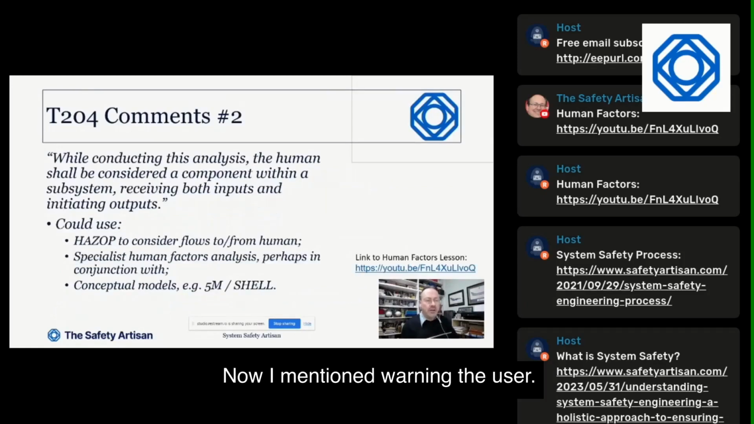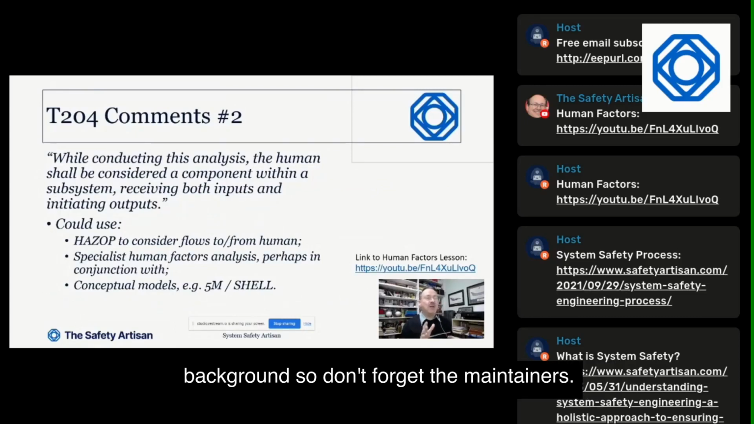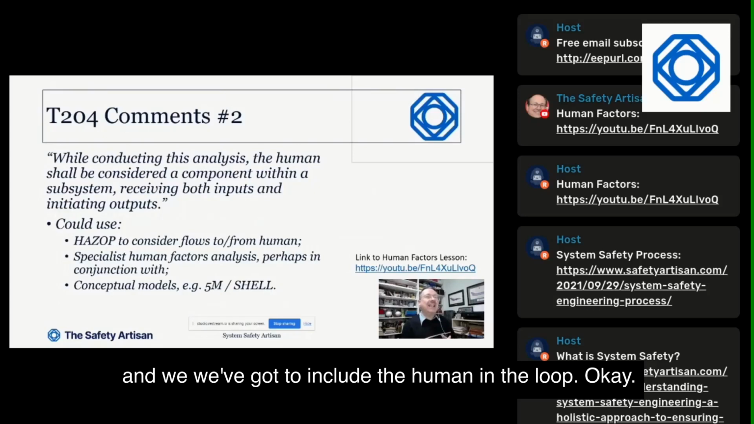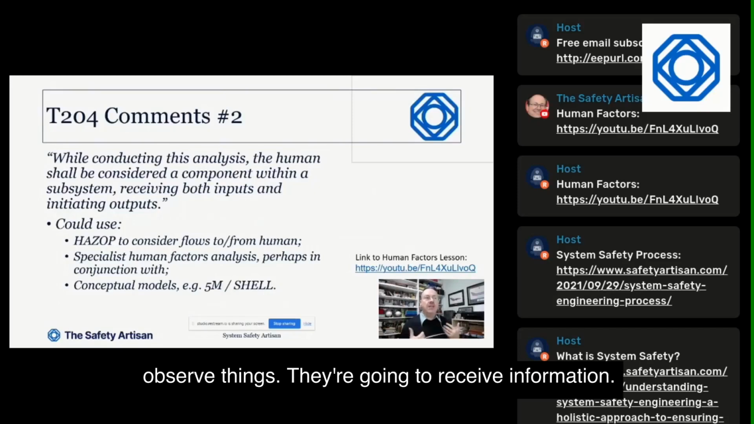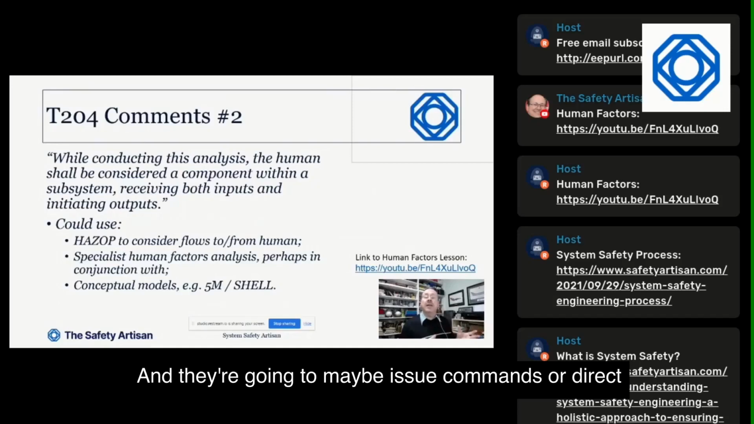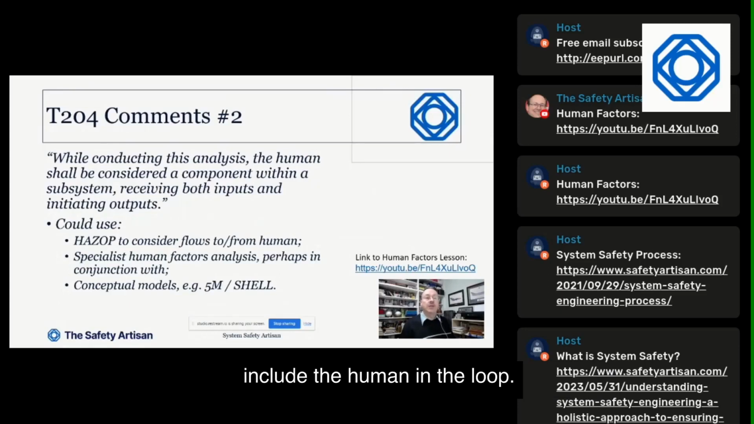Now, I mentioned warning the user. While we're doing all of this, we've got to think about human beings, human operators and maintainers. I come from a maintenance background, so don't forget the maintainers. And we've got to include the human in the loop, okay? So the human operator, maintainer, they're going to observe things, they're going to receive information, and they're going to maybe issue commands or direct what's going to go on. So there's various techniques that we can use to include the human in the loop.